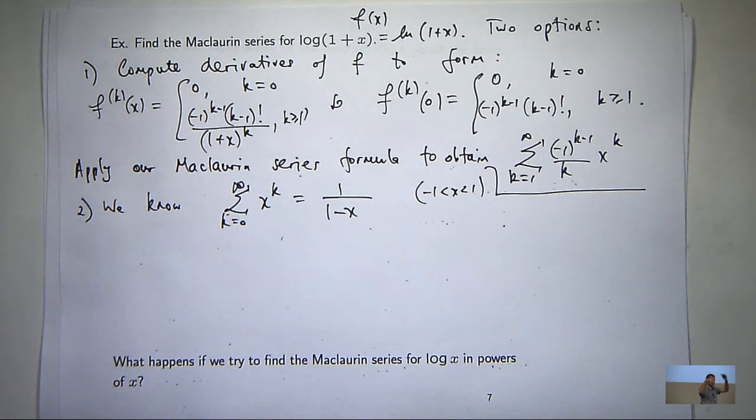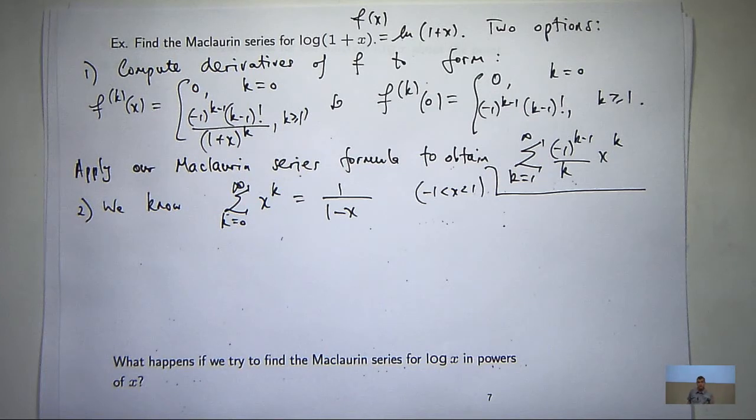We know that this geometric series converges to 1 on 1 minus x when x is small, between minus 1 and 1 actually. Can anyone suggest how we can use that information to get the Maclaurin series for log 1 plus x?